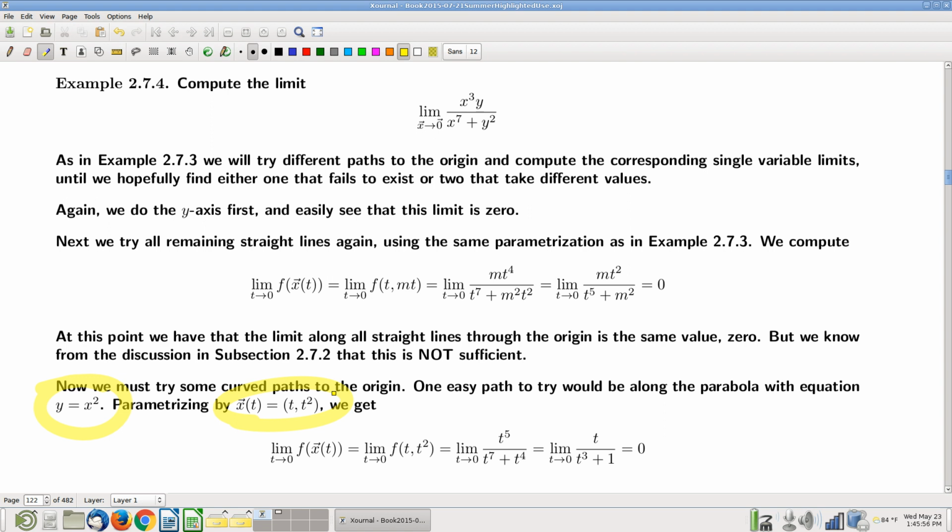Graph parameterization. Make sure you can do that, right? Make sure you're comfortable with how to get a parameterization from an equation. Okay. Use the graph parameterization if you can. Plug that parameterization into the function. Compute. And you get 0 again. Now, we got 0 previously, all straight lines give you 0. Now we look along a parabolic curve, and we got 0 again.